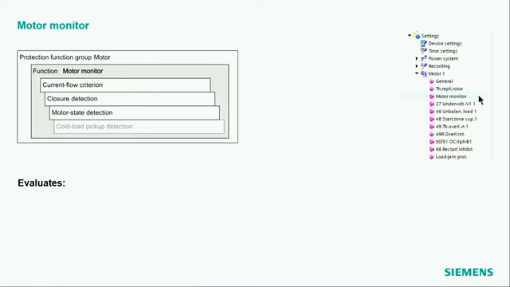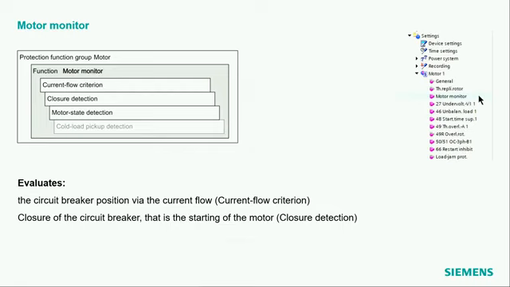This motor monitor, I have it here on the slide, evaluates the circuit breaker position via the current flow. So this function is located in the circuit breaker function group, and it borrows this information from that function group. And at the end, it is to understand, is the circuit breaker open or closed? Is the motor at standstill or not? Basically, we have a closure detection of the circuit breaker.